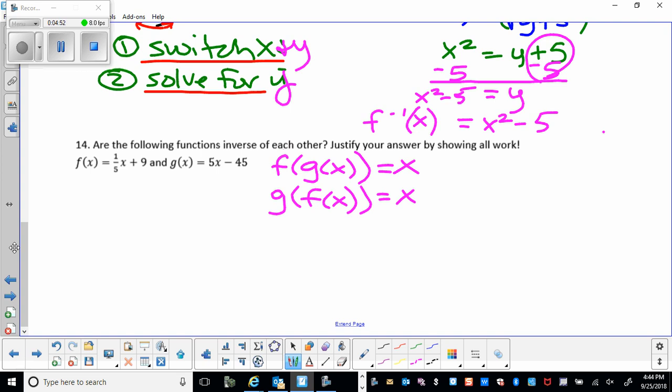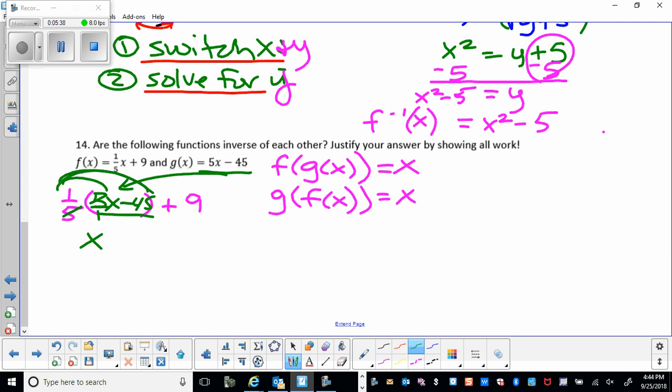So here we go. I'm going to start writing out f. So f would be 1/5 x plus 9. And now I'm going to put g into f. So I'm going to put 5x minus 45 in there. This is f of g of x. You can see here's g of x inside f of x. Now I'm going to distribute the 1/5. 1/5 times 5 is like dividing by 5, so those cancel out. So I get 1/5 times 5x is x. Then I take 1/5 times 45, which is like dividing by 5. 45 divided by 5 is 9, so I get minus 9. On your calculator, if you take 1/5 times 45, you get 9.